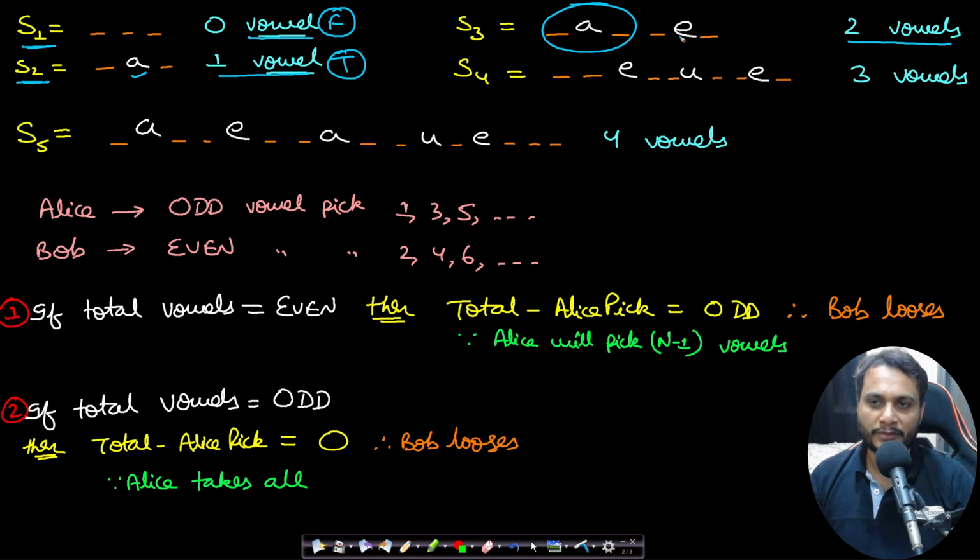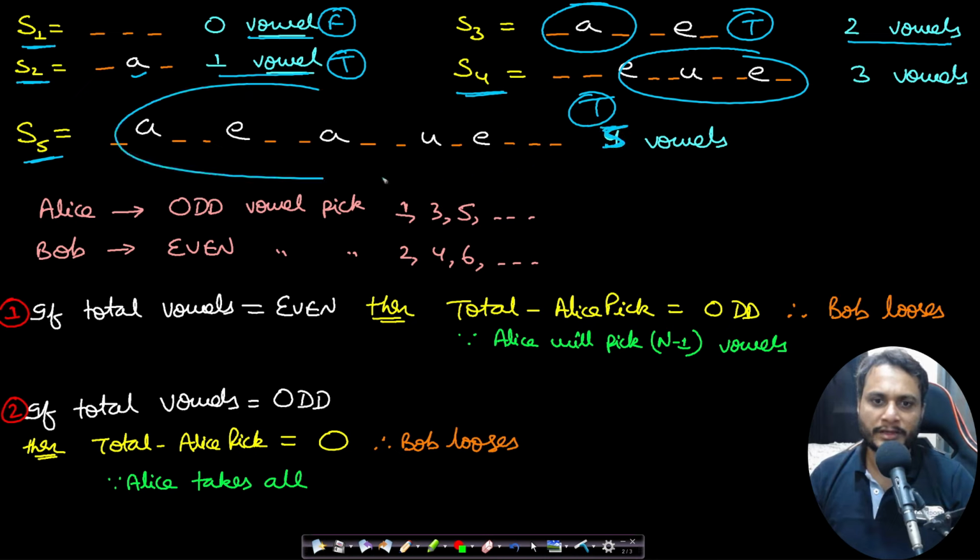Therefore Bob cannot win because Bob has to pick a minimum of 2 vowels, and therefore Alice wins again. When you see 3 vowels, Alice can come and take all the vowels, and there will be no vowel left for Bob, so Bob will lose again and Alice wins. If you increase by 2 more vowels, let's say you have 5 vowels, then in such a case Alice will come and take all the vowels.